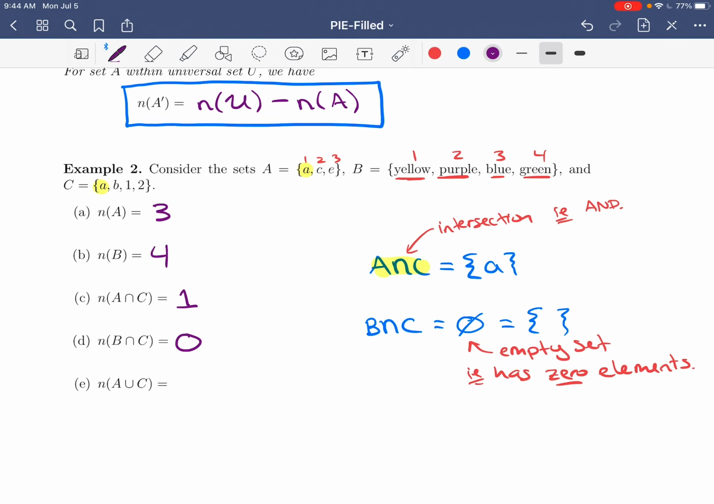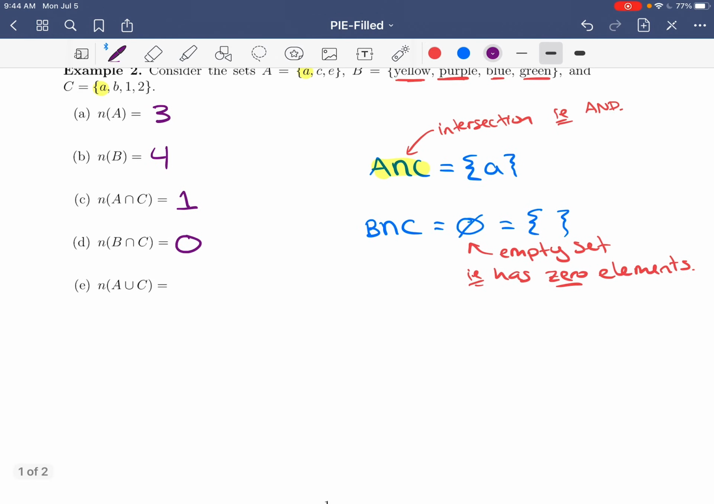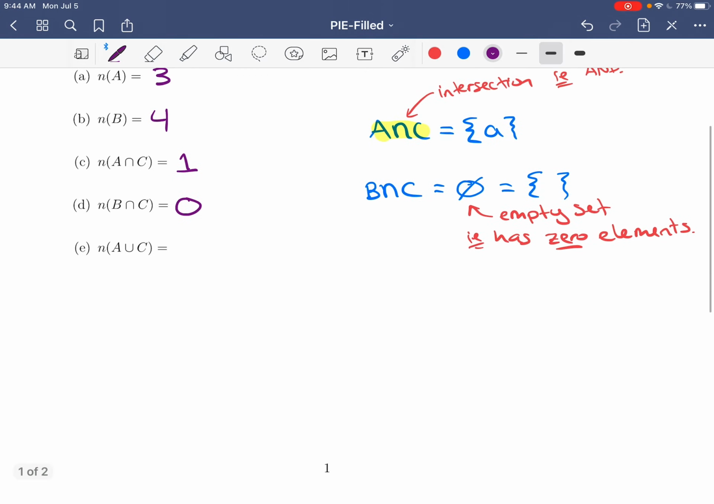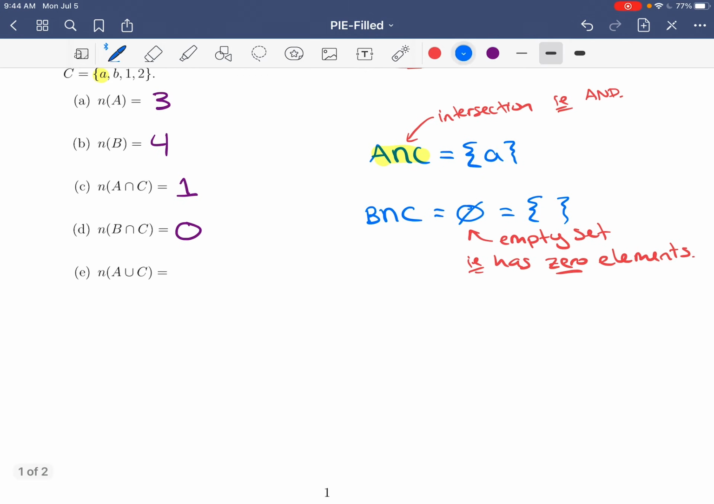Okay, now what about A union C? Okay, so this is where the principle of inclusion exclusion is going to come in. But let's actually compute A union C. So remember, this is the union, which is like the or. Okay, and we allow or both. So it's an inclusive or.